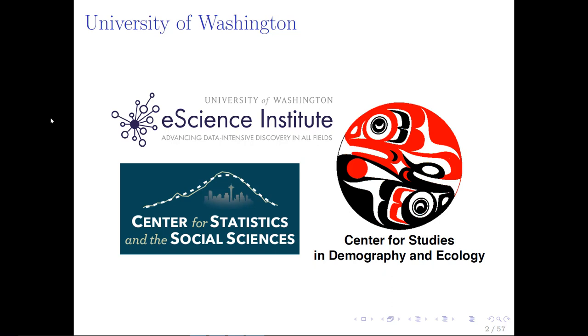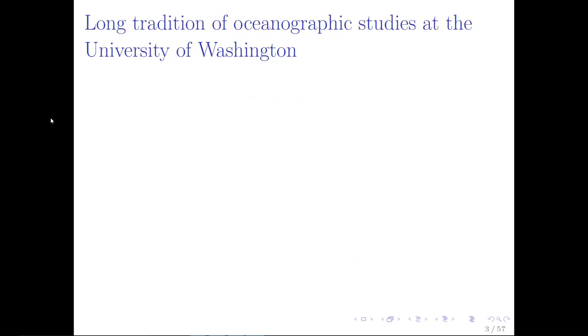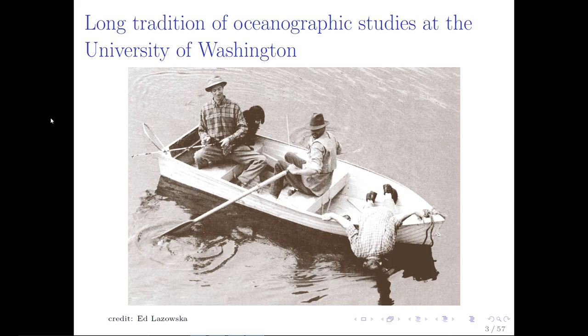So I was saying that the eScience Institute started out as a collaboration between computer scientists, oceanographers, and astronomers, and then other disciplines became part of the institute. And so by hanging out with people at the eScience Institute, I got to learn that at the University of Washington, there's been a long tradition of oceanographic studies, which is not too surprising given the position of Seattle near the ocean. So this is how oceanography used to be done.